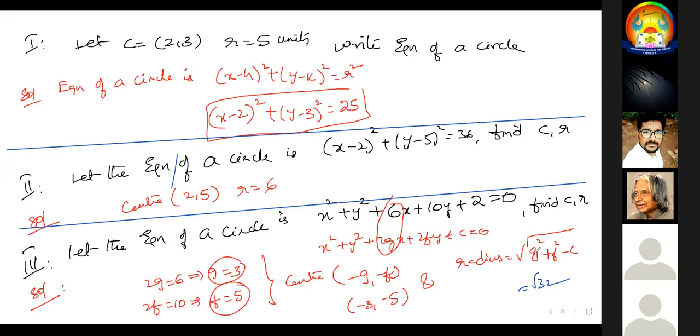This is about a circle. Now, please speak. So many members. Abhishek is there. Anshuman is there. I'm requesting, please respond when I'm asking a question.